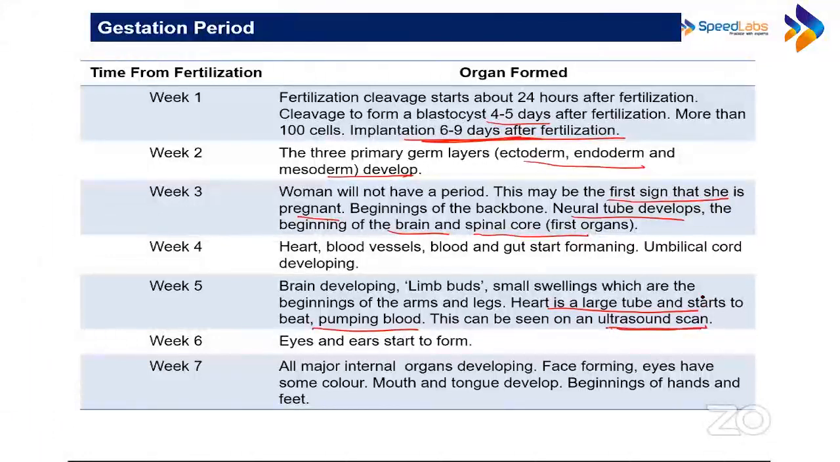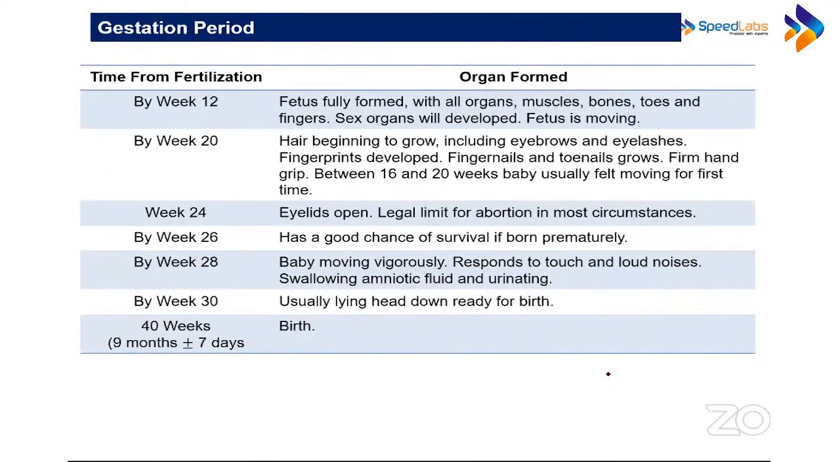This can be seen on the ultrasound scan. So if the pregnant woman goes for the ultrasound, heartbeat can be measured. 6th week, eyes and ears start to form. So the first system to be formed is the neural system. All the internal organs developed by the week 7, face forms, eyes form. And now a fetus is fully formed by the 12th week. Eyebrows, eyelashes, they grow, eyelids open.